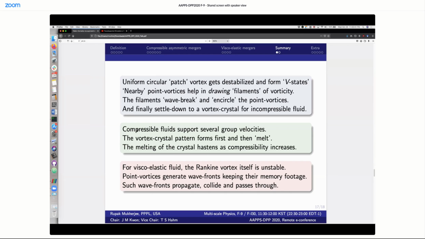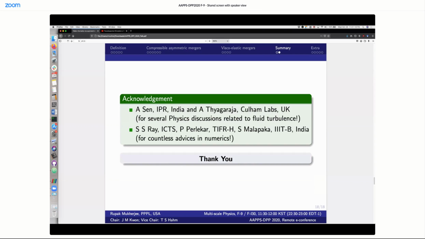In the second part, I showed the compressible fluid supports several group velocities. The vortex crystal pattern forms and then melts. And this melting is mostly because of the different group velocities that are generated because of this compressible fluid. And the melting of the crystal hastens as compressibility is increased. It's clear. And for viscoelastic fluid, I already mentioned that the Rankine vortex itself is unstable. Point vortices generate wavefronts, keeping the memory footprint, and the wavefronts propagate, collide, and pass through each other. That's it. Thank you.